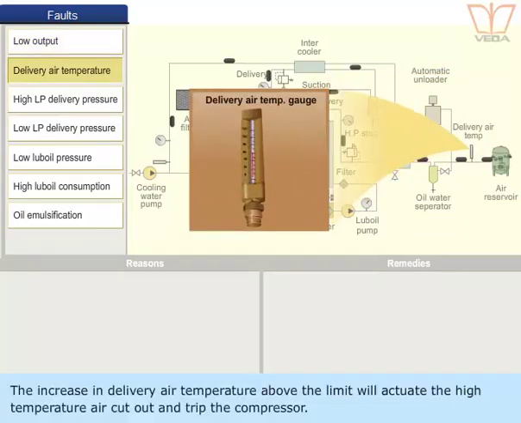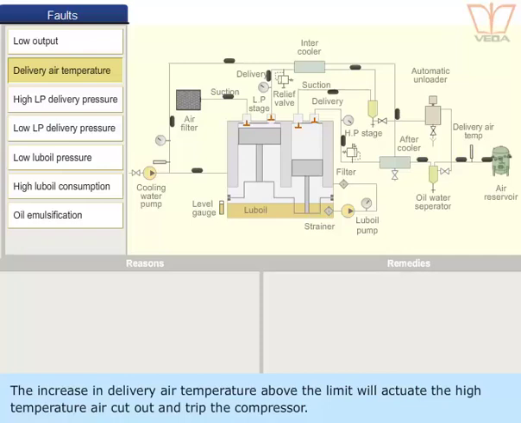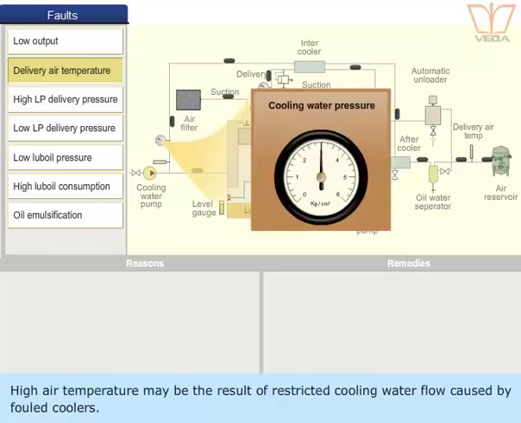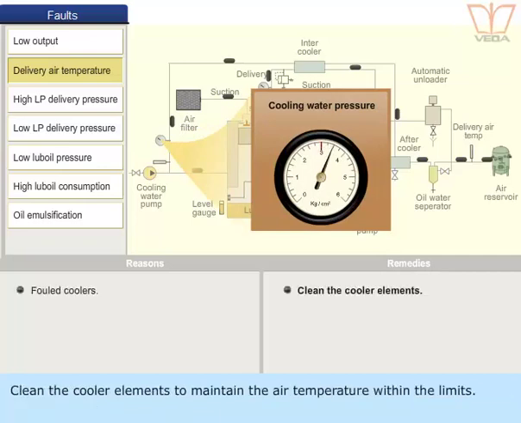The increase in delivery air temperature above the limit will actuate the high temperature air cutout and trip the compressor. High air temperature may be the result of restricted cooling water flow caused by foul coolers. Clean the cooler elements to maintain the air temperature within the limits.